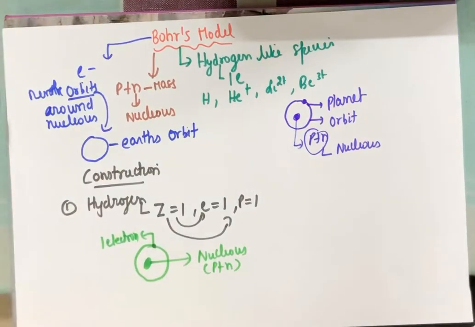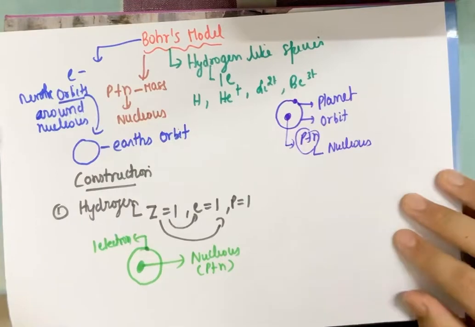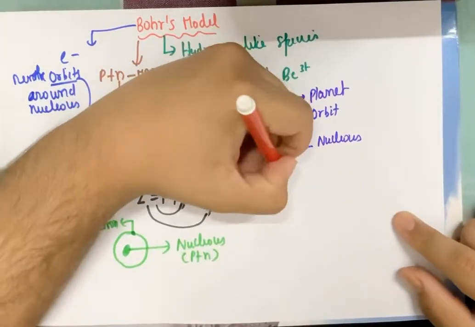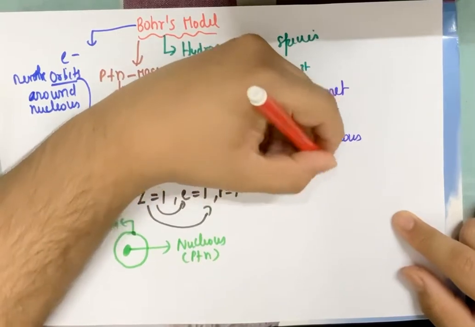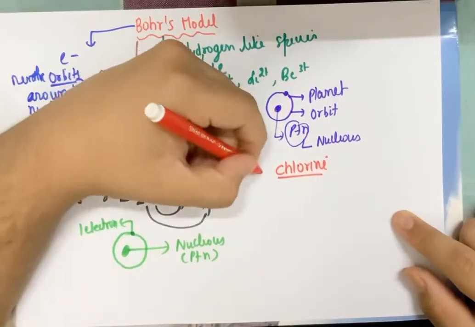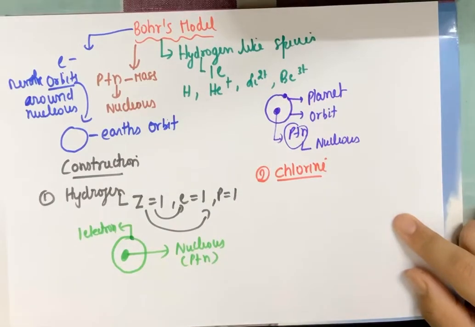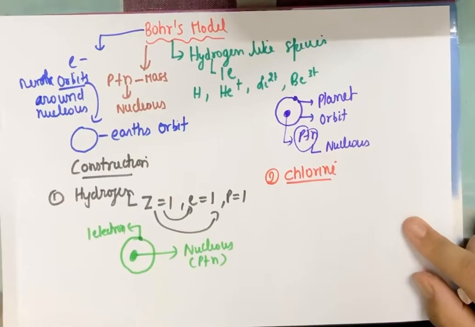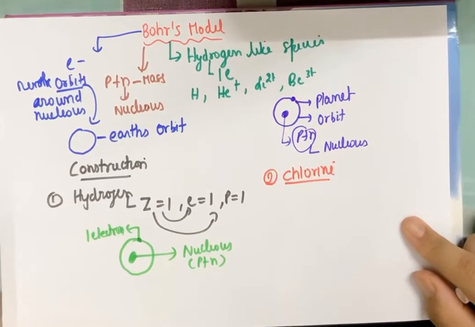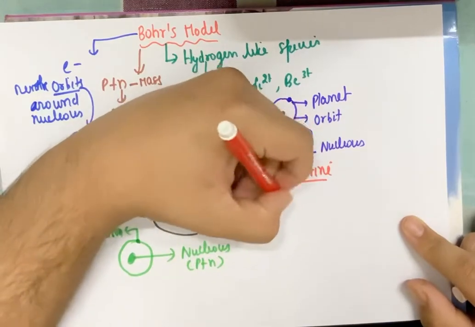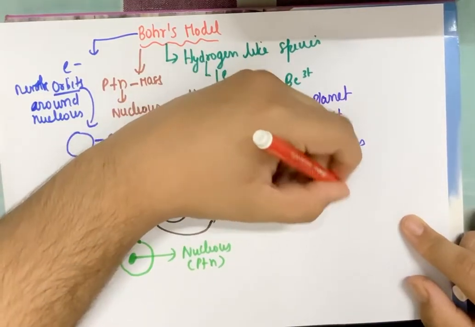Fine. Now taking up another example, let's take the example of chlorine. How to draw the model for chlorine? Now for chlorine the ideal way to draw the model is by writing the electronic configuration of chlorine. The electronic configuration will be arranged in shells. I have K, L, M and N shells.